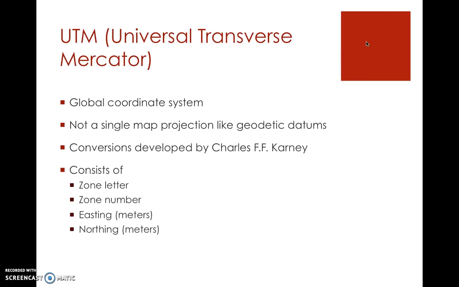So I came up with a solution to use UTM, or Universal Transverse Mercator. It's a global coordinate system, but unlike latitude and longitude, it does not use just one single map projection, and it takes into account all the geodetic datums and creates one universal system. The conversions were developed by Charles F. Karney, and the output consists of a zone letter, number, easting, and northing.